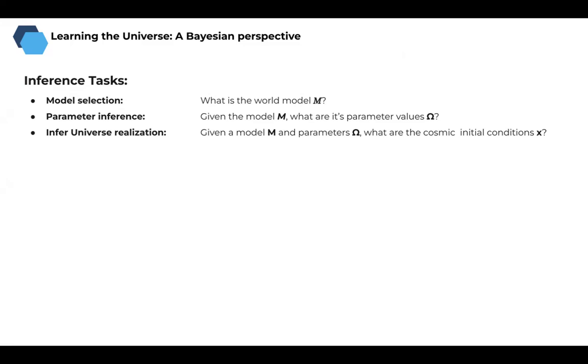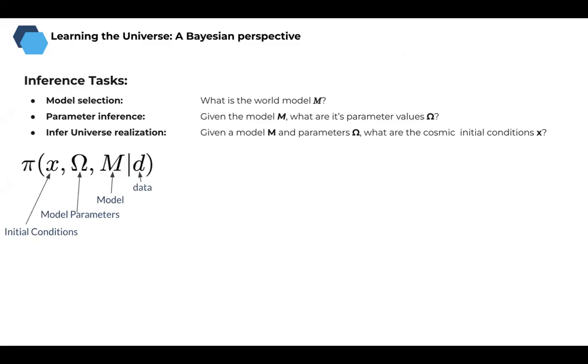These are the three questions that we can typically ask given the data, and we can ask these questions within a Bayesian context by just writing the joint posterior of the initial conditions X, the model parameters omega, and the model M given the data D.